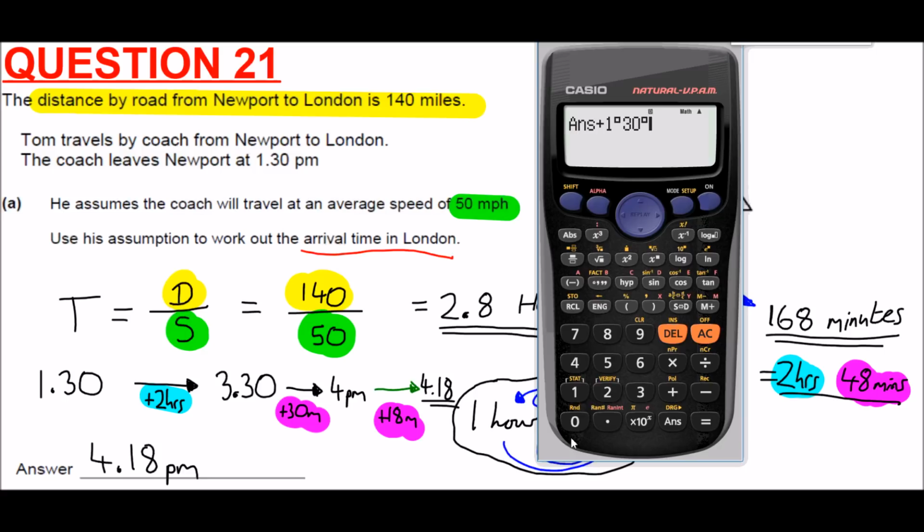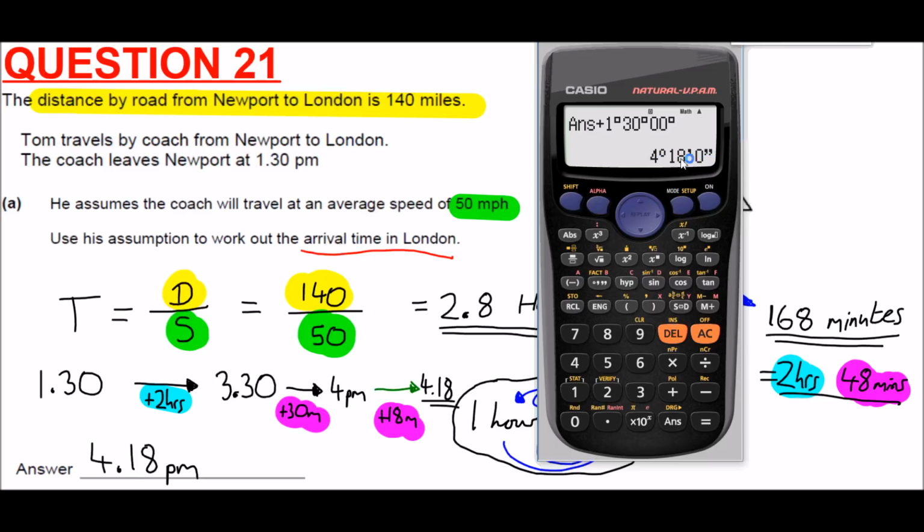So I'll just show you, it's 1 hour 30 exactly, 1:30. So that's 00 seconds, just to show how it works. So hours, minutes, seconds. So this answer added to 1 hour 30 would be 4.3, and again that's in decimal mode, so press this to change it to time mode and we get 4 hours 18 minutes 0 seconds.